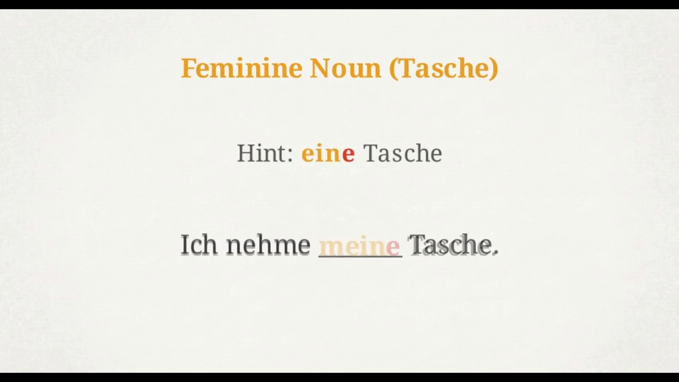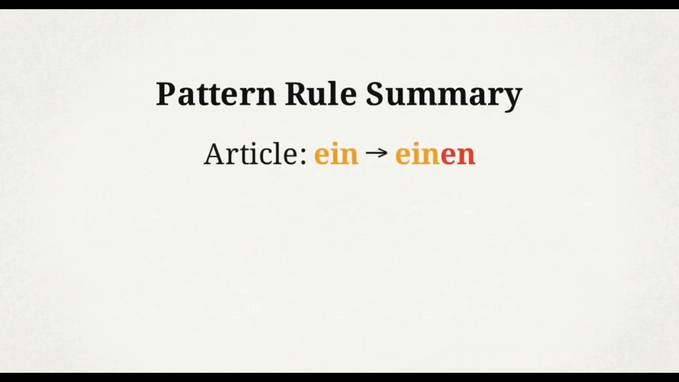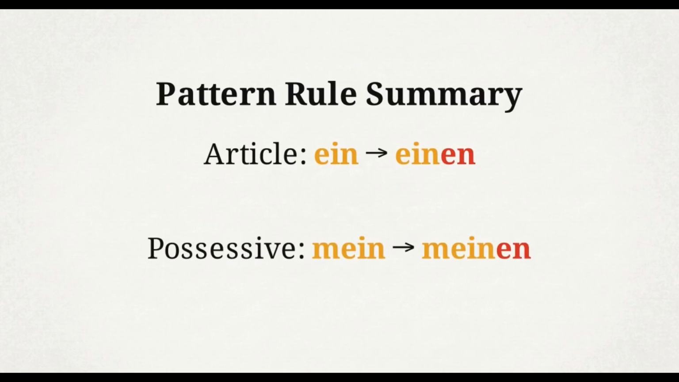Because the standard article for bag is eine, the possessive is simply meine. The action didn't change the feminine ending. The logic remains entirely consistent. If the case changes the normal article, your possessive ending will ride right along with it.